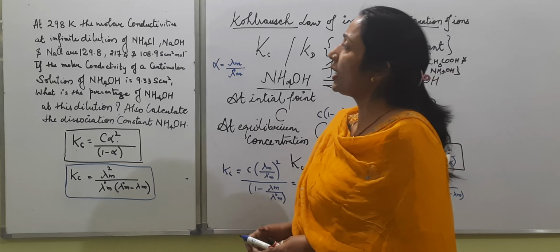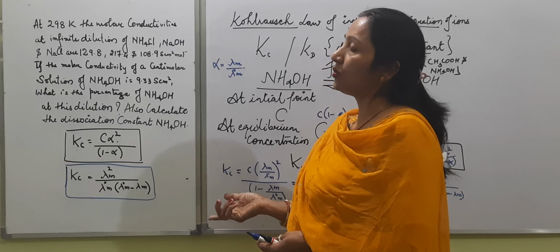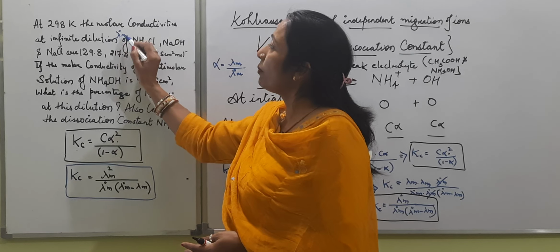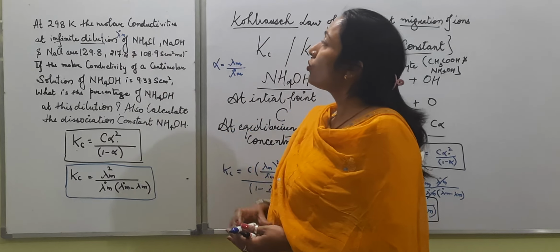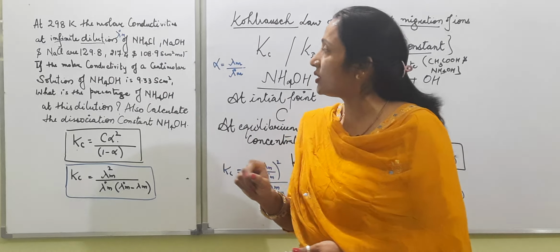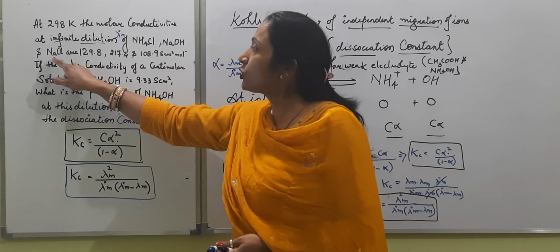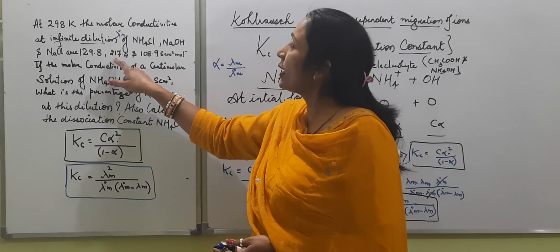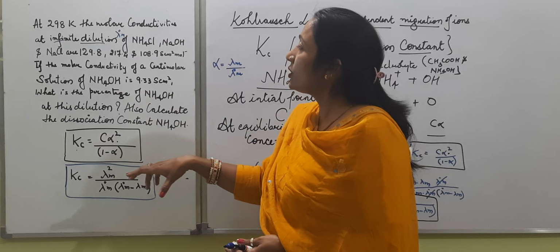So what is the question saying? At 298 Kelvin, the molar conductivity at infinite dilution. Means here we are talking about lambda naught m, limiting molar conductivity, because it says infinite dilution hai. Kiski baat kar rahe hai? Ammonium chloride, sodium hydroxide and sodium chloride. And it is given to us 129.8, 217.4 and 108.9. So these are given to us.